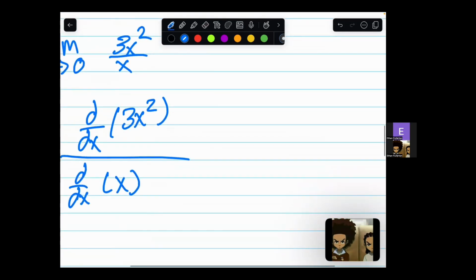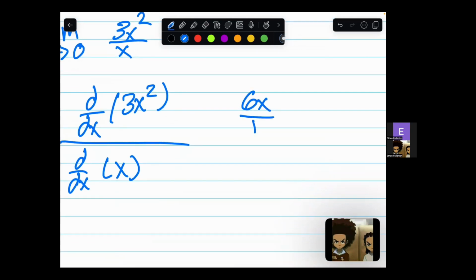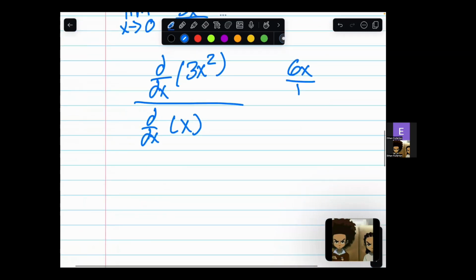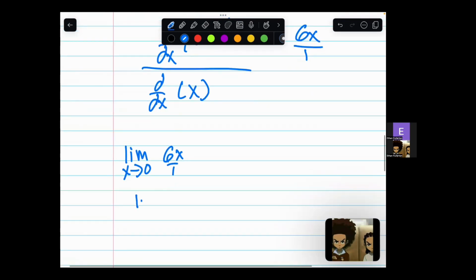So for this, 3 and 2, it's going to be 6x. And for the bottom, it's x, that's going to be 1. And bring it back down over here. We have 6x over 1, which is just 6x. So we just write it as this right here.